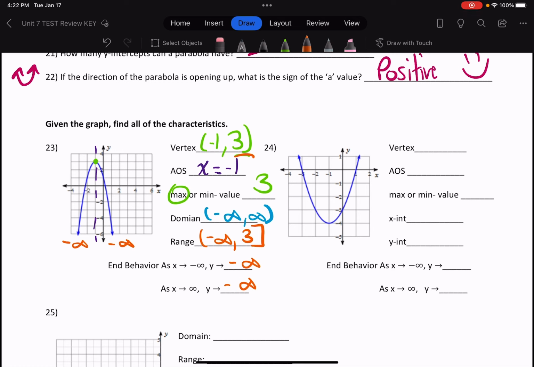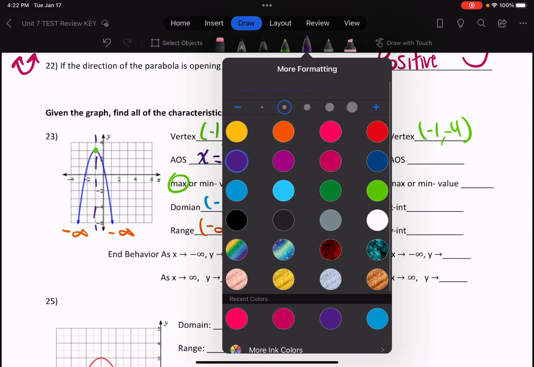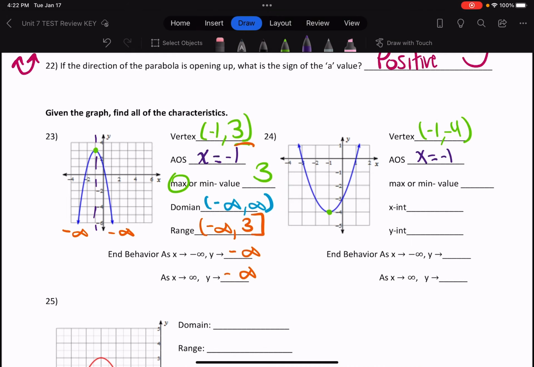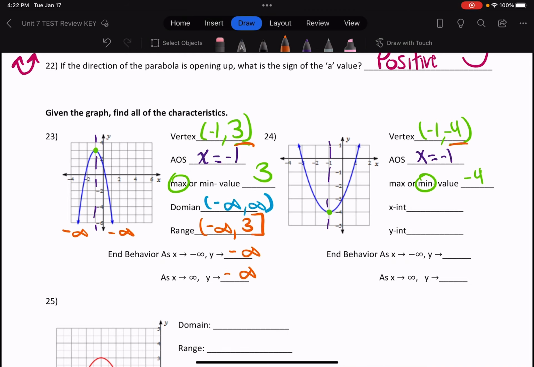Now let's go to problem 24. My vertex for problem 24 is at (-1, -4), giving me an axis of symmetry through that x value of the vertex, x = -1. This one is facing up, so we're going to have a minimum value at our y value of -4. This will also affect our range in just a little bit. If I was to look at the range, this would be from -4 all the way to +infinity.